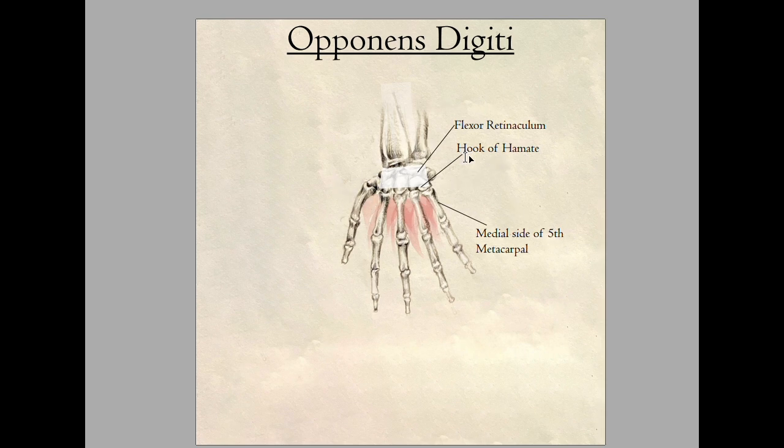First, we're going to start with the hypothenar eminence, and the first muscle, the deepest muscle of the hypothenar eminence, is the opponens digiti minimi, all right?